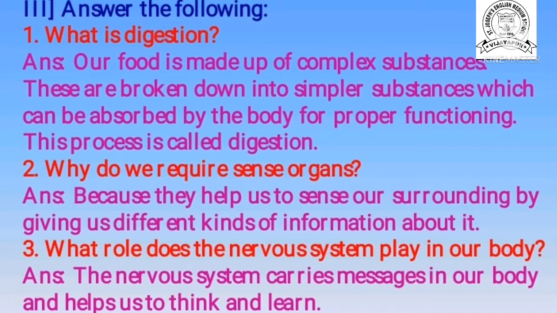Now the next question, second one: why do we require sense organs? Why do we require sense organs? Now I read the answer. Because they help us to sense our surroundings by giving us different kinds of information about it. Now how many sense organs, children? There are 5 sense organs. First one is the eyes, then nose, ears, tongue and skin. These are the 5 sense organs.